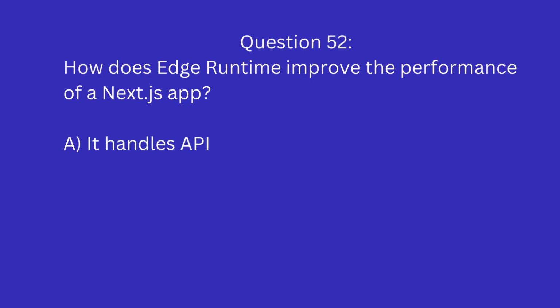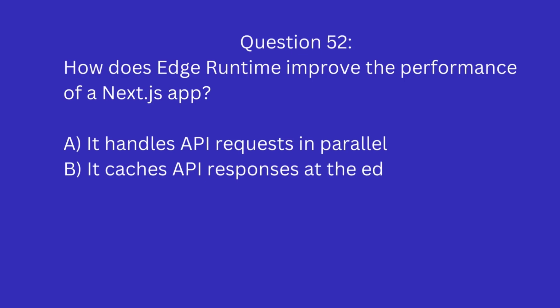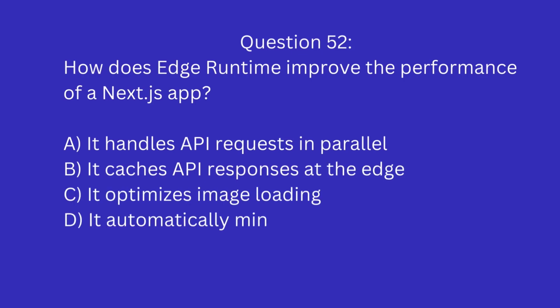Question 52. How does Edge runtime improve the performance of a Next.js app? A. It handles API requests in parallel. B. It caches API responses at the edge. C. It optimizes image loading. D. It automatically minifies JavaScript code.